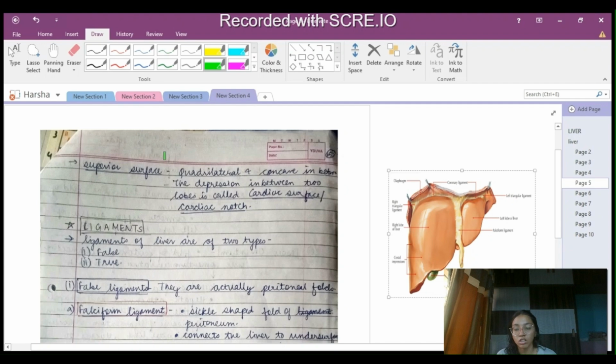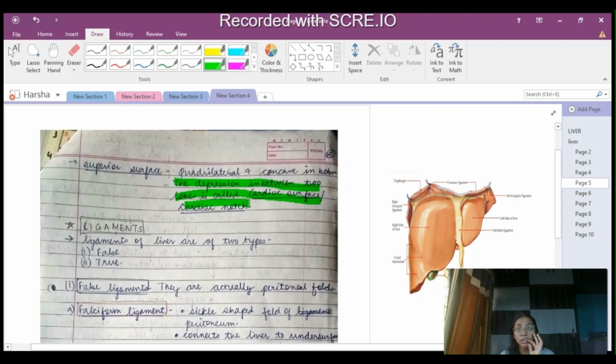One last surface is left, that is the superior surface. The superior surface, again it is quadrilateral and concave in between. The depression in between two lobes is called the cardiac surface or the cardiac notch. Now when we were studying stomach, I explained to you about the cardiac notch, and that cardiac notch is actually present over here in the superior surface. Clear? So these are the 5 surfaces which we have covered in this video.